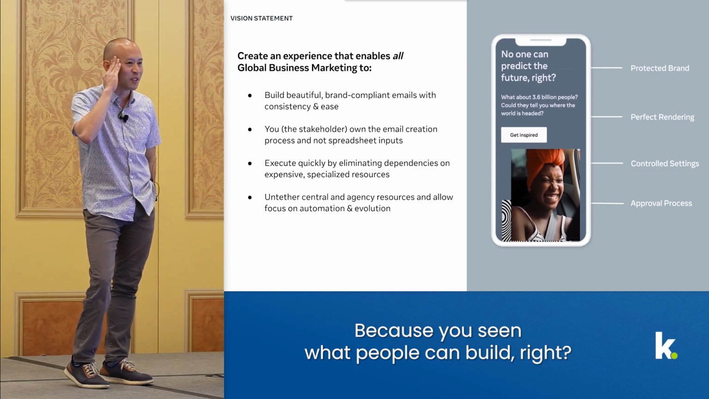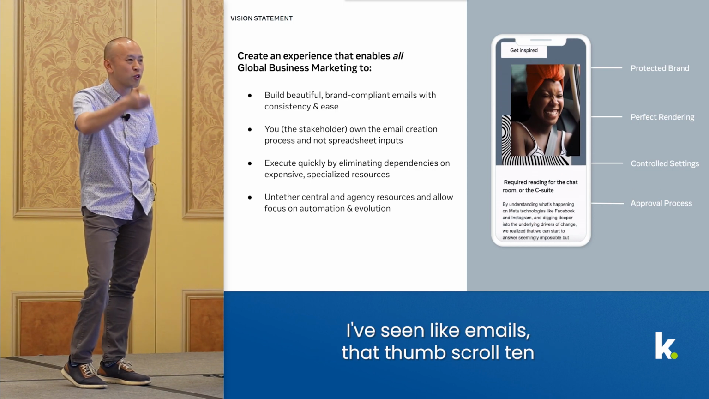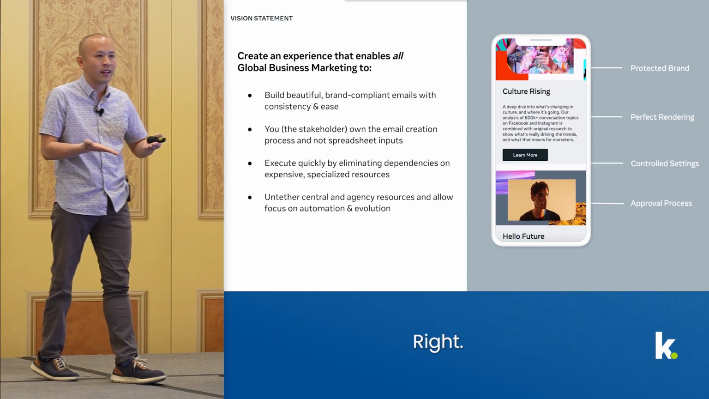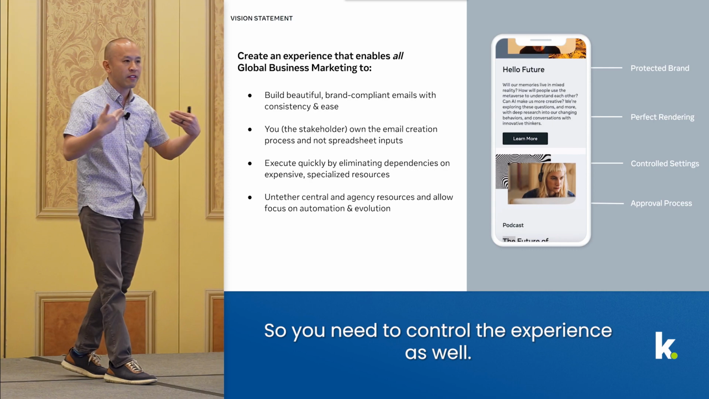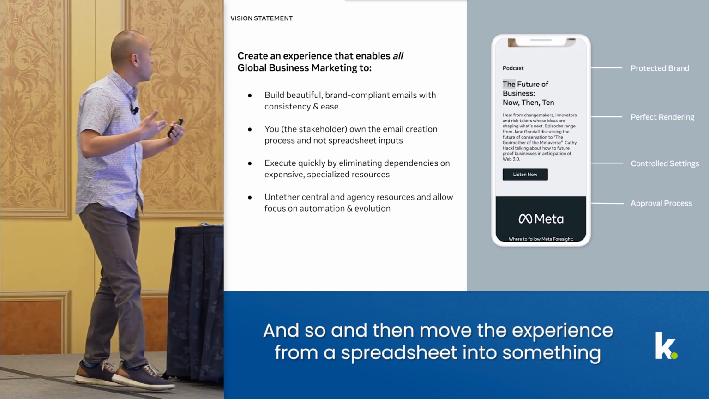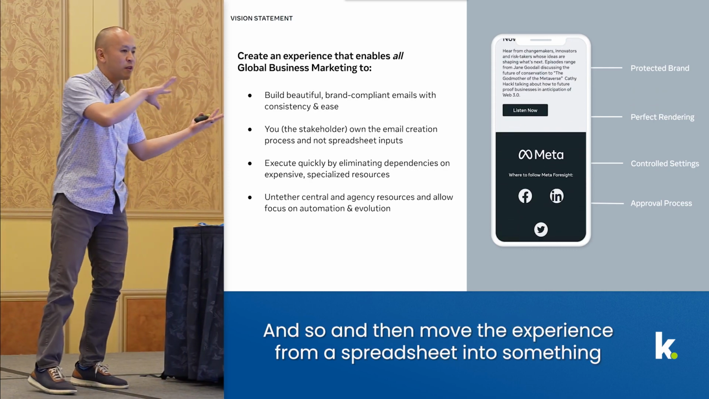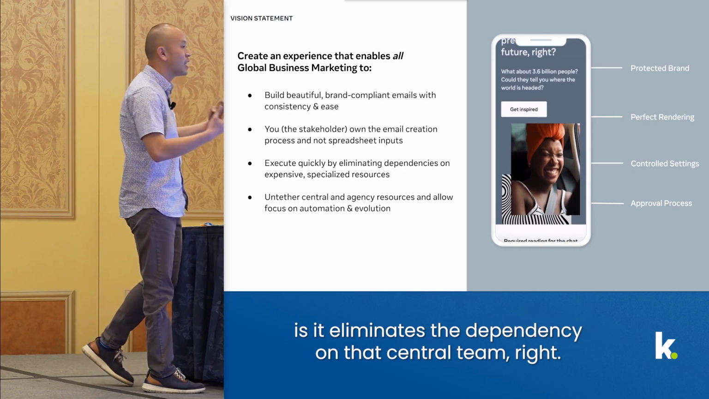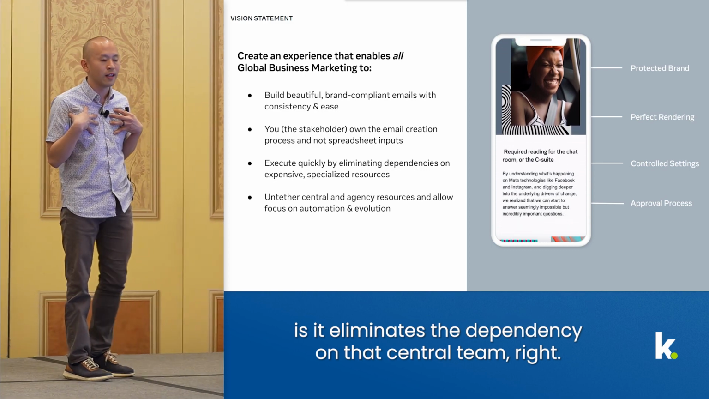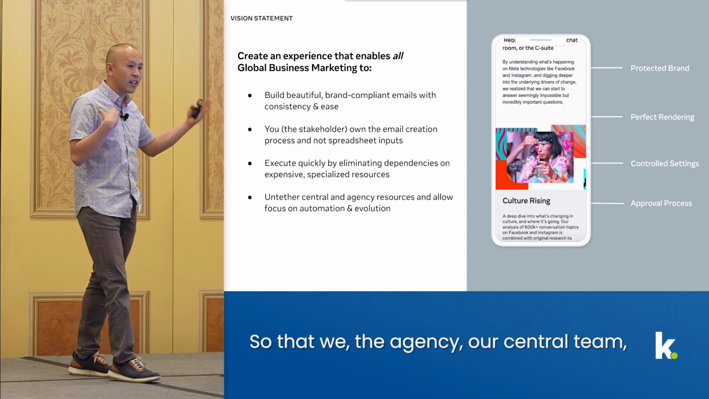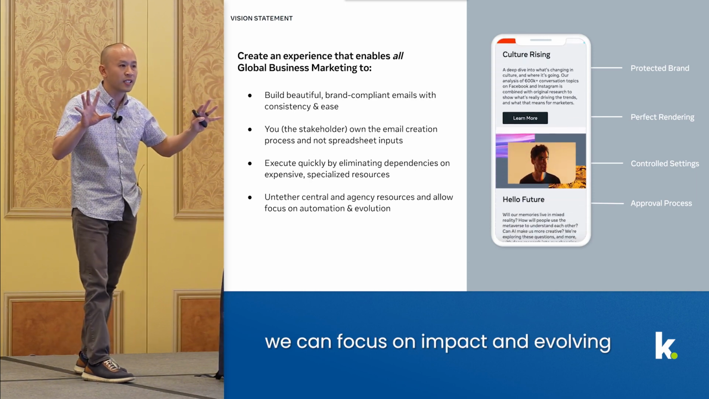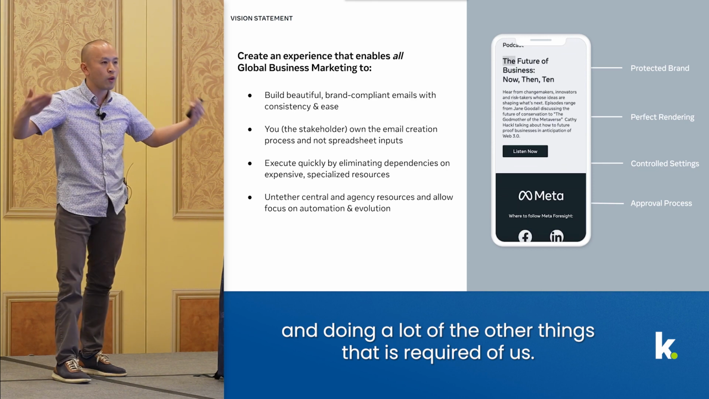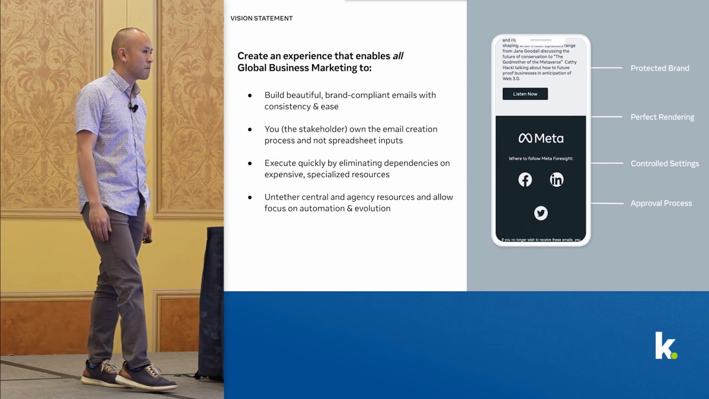Because you've seen what people can build. I've seen emails that thumb scroll 10 different times. Like, why are you writing War and Peace inside of this medium? So you need to control the experience as well, and then move the experience from a spreadsheet into something in their own email creation. And points 2 and 3 is it eliminates the dependency on that central team, so that we, the agency, our central team, can focus on impact and evolving and doing a lot of the other things that is required of us. That's the vision.